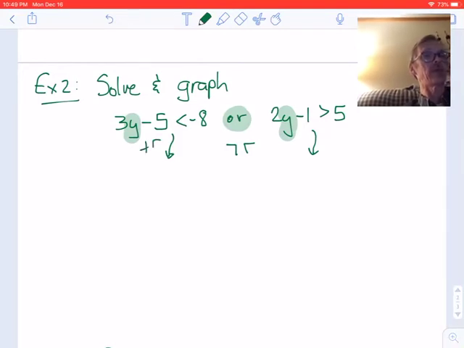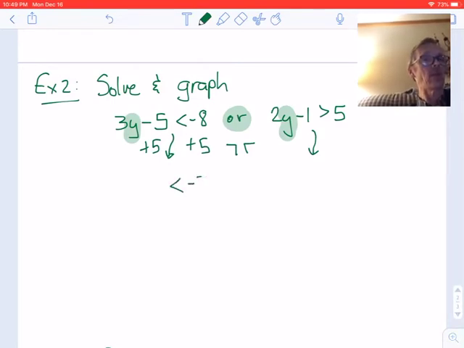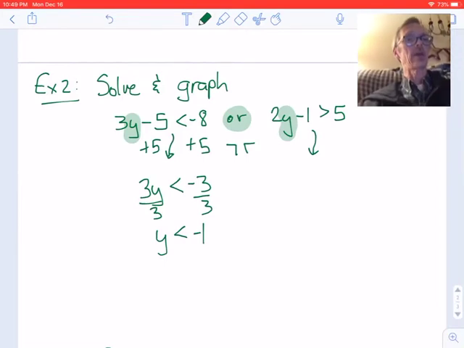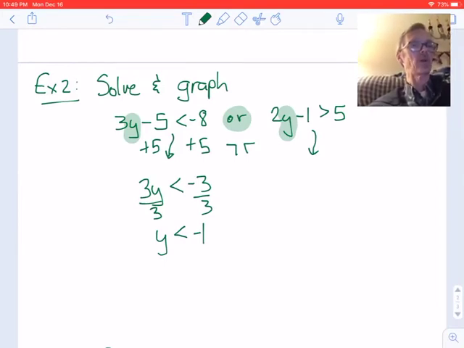First of all, on the left, we're going to add 5 to both sides. That will give us the 3y and a negative 3. Drag the inequality down. Now to get rid of the 3 in front of the 3y, we're going to divide both sides by 3. And that will give us y is less than negative 1.